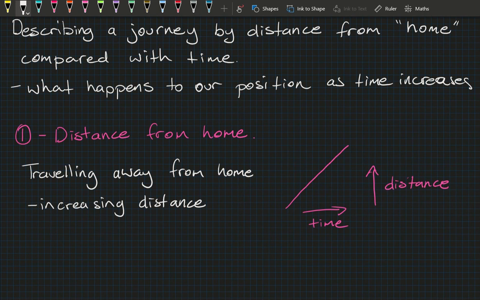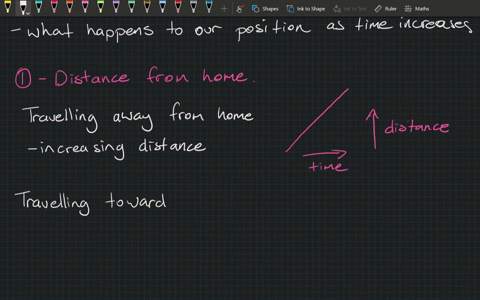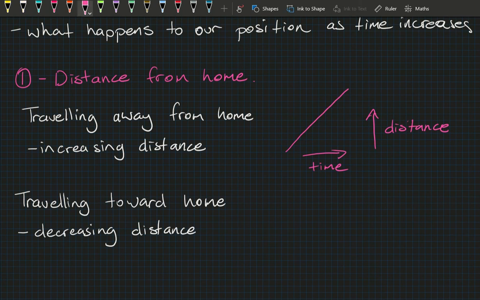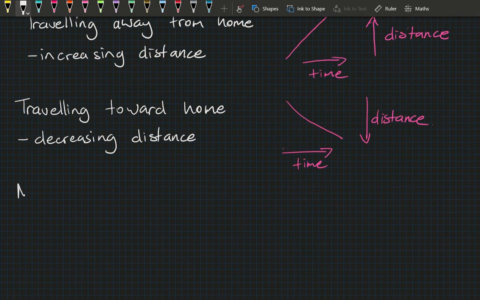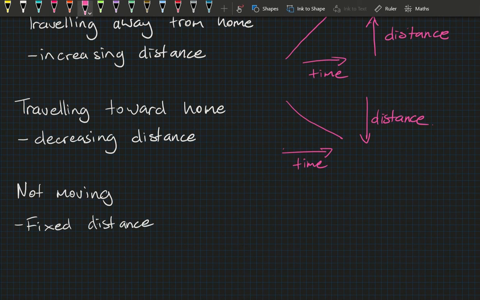And when we're traveling towards home, our distance is decreasing while time is increasing. So we'd have the general graph like this, which sees time increasing to the right and distance decreasing. And a third possibility would be not moving at all, and we'd have a fixed distance in time. And that would have a graph like this, where as time increases to the right, distance stays the same.